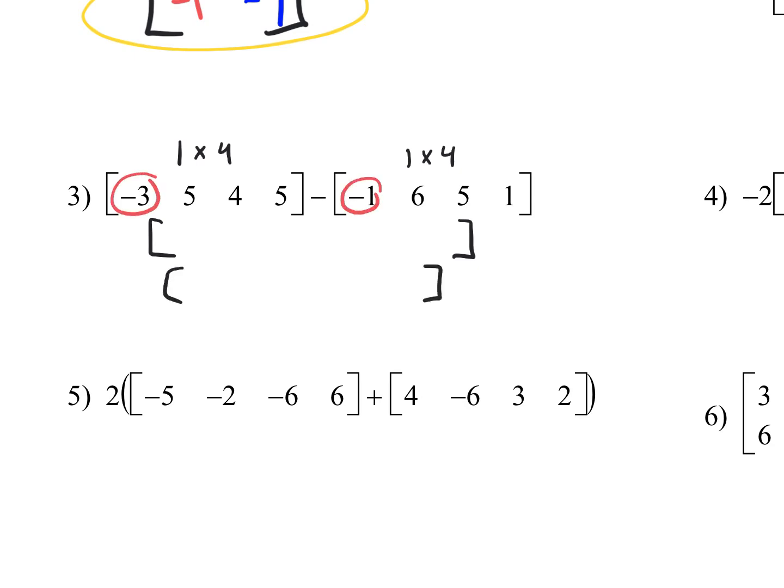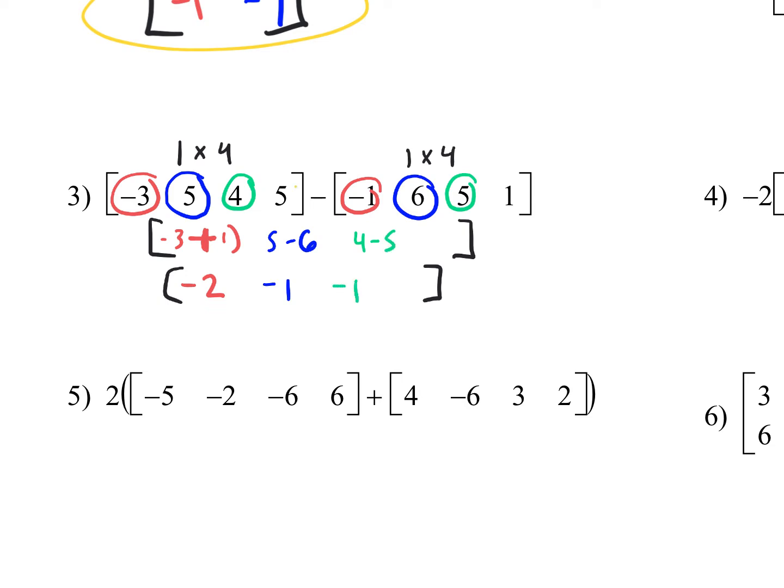Negative 3 minus negative 1. What happens when you subtract a negative number? Positive. It becomes plus. So what's negative 3 plus 1? Negative 2. What do I do next? 5 minus 6. What's 5 minus 6? Negative 1. Then I have 4 minus 5, which is? Negative 1. And lastly, 5 minus 1.